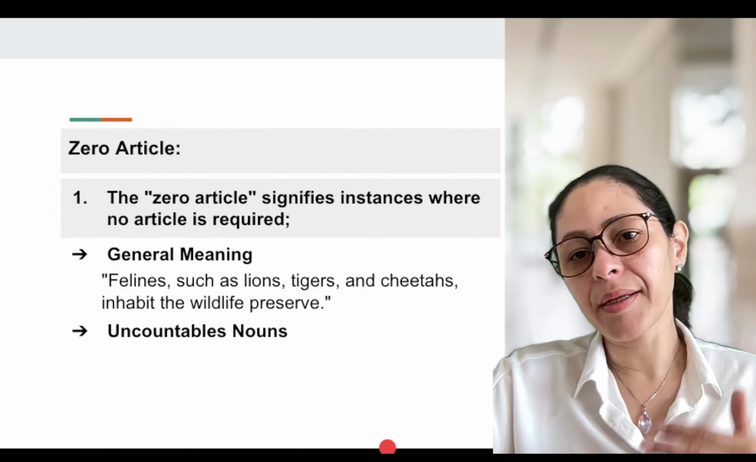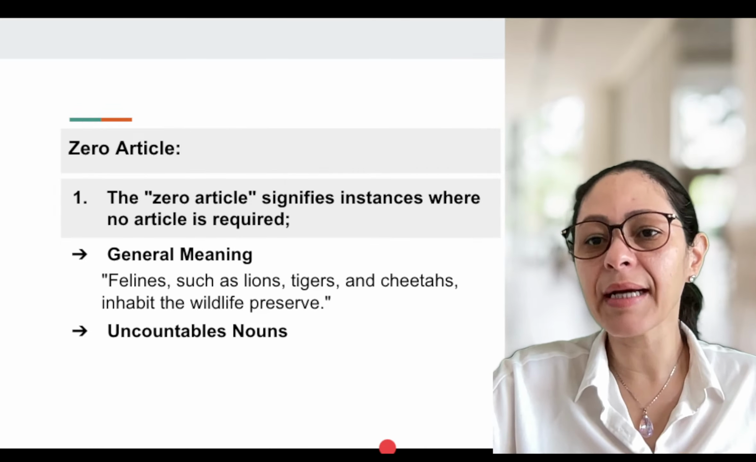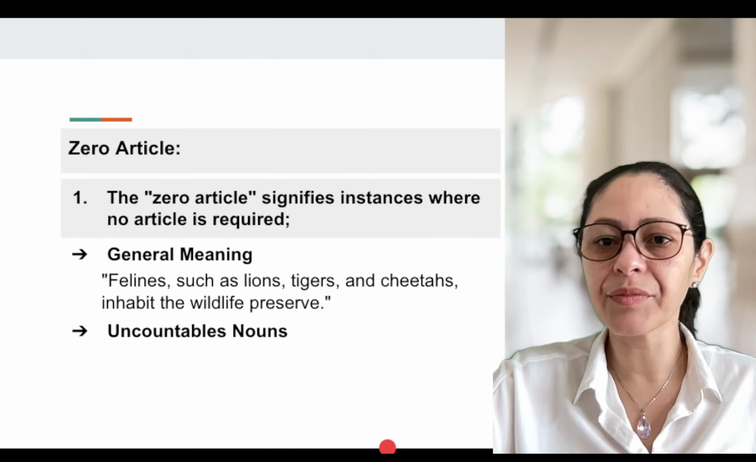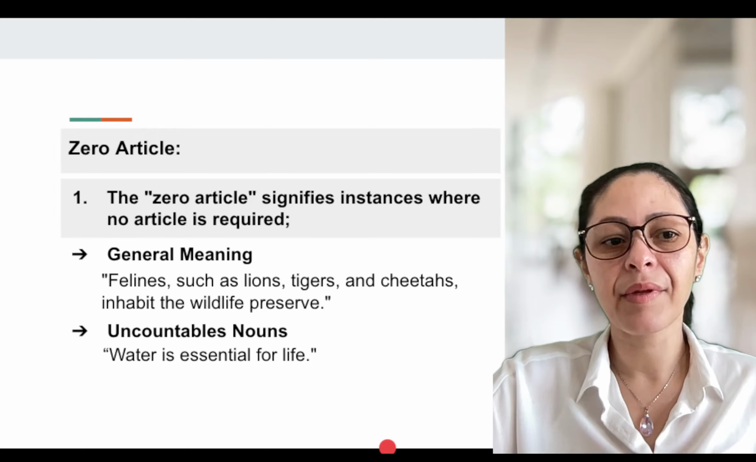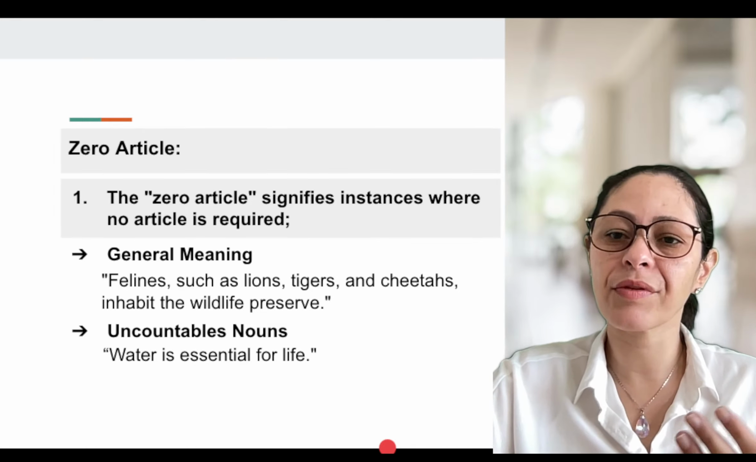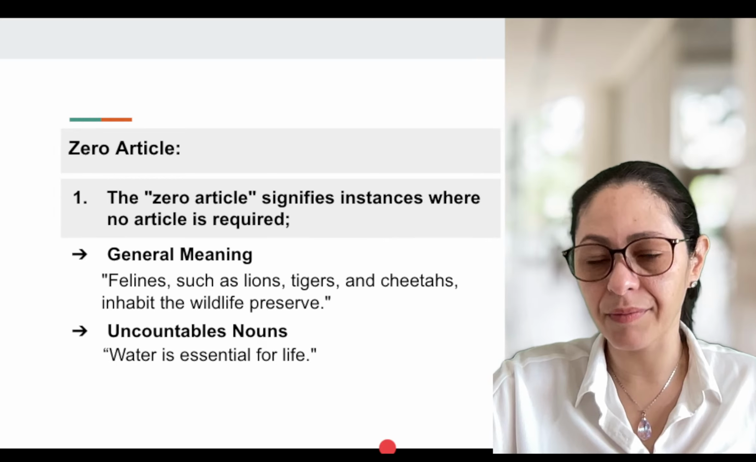Also, when we have an uncountable noun, we normally do not use an article before it. It's also a general idea, as in water is essential for life. Water in general, okay?